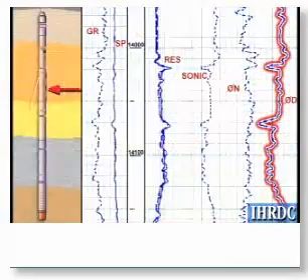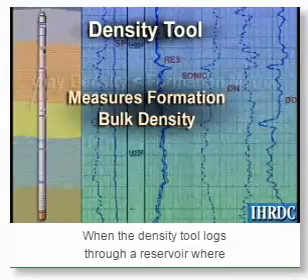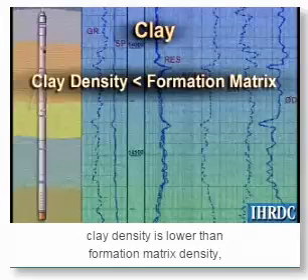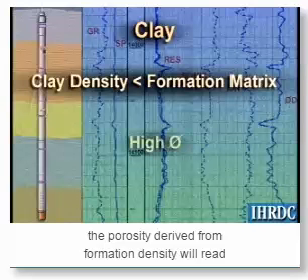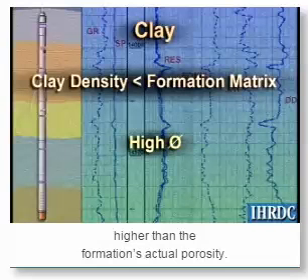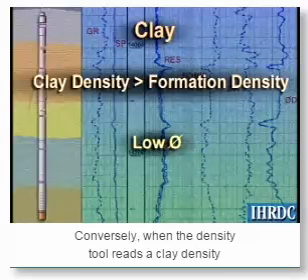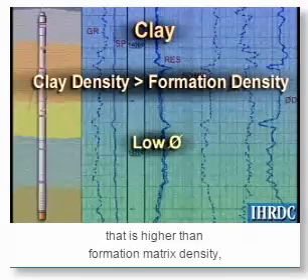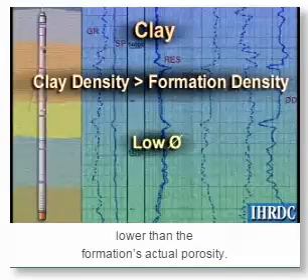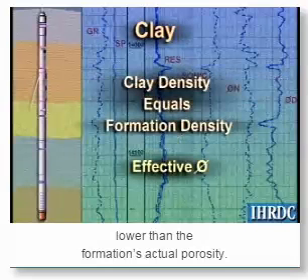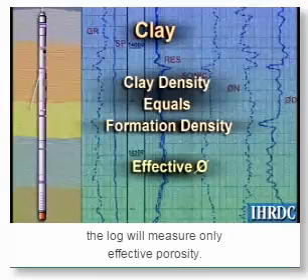The density tool measures formation bulk density. When the density tool logs through a reservoir where clay density is lower than formation matrix density, the porosity derived from formation density will read higher than the formation's actual porosity. Conversely, when the density tool reads a clay density that is higher than formation matrix density, the porosity obtained from the density tool will be lower than the formation's actual porosity. When clay density is the same as matrix density, the log will measure only effective porosity.